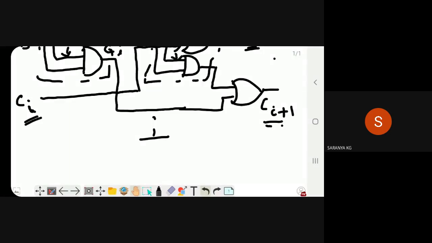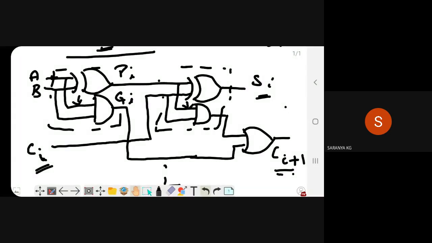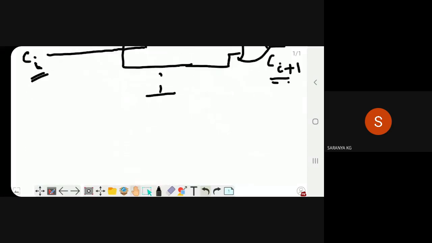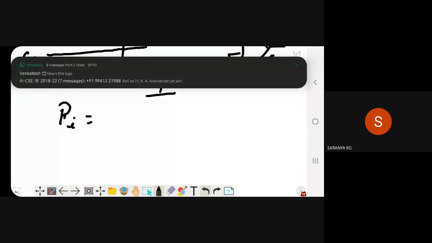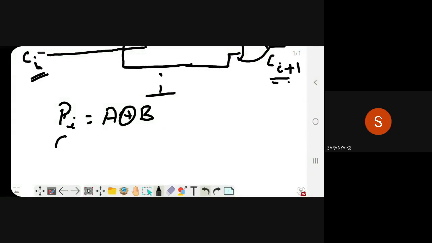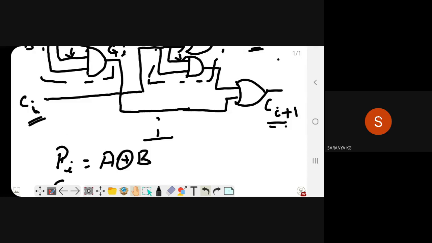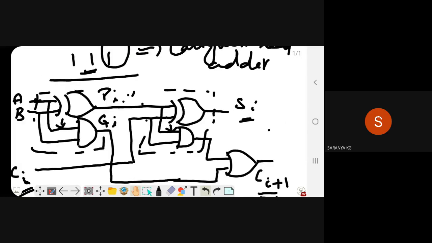Now say what is the equation for Pi? A XOR B. So the equation for Pi is A XOR B. Like the same, I'm going to get the equation for Gi. Gi is nothing but A dot B.